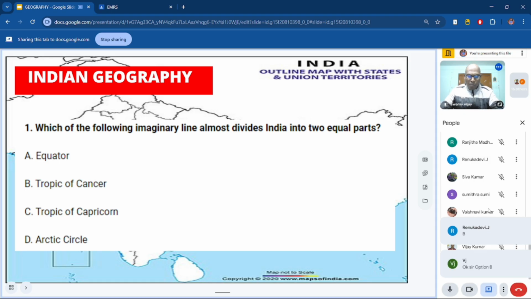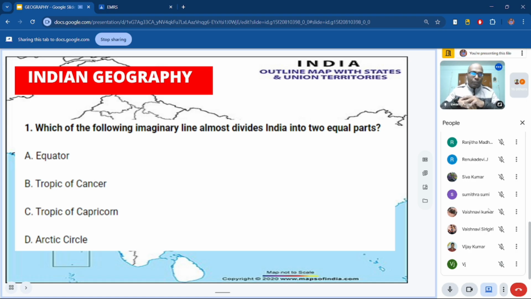Option B. Option B, Tropic of Cancer. The answer is the line which divides. Okay, Aruna ma'am. The line which divides India into almost two equal parts is Tropic of Cancer. The line which divides the earth into two equal halves is equator. Okay, now the follow-up question.